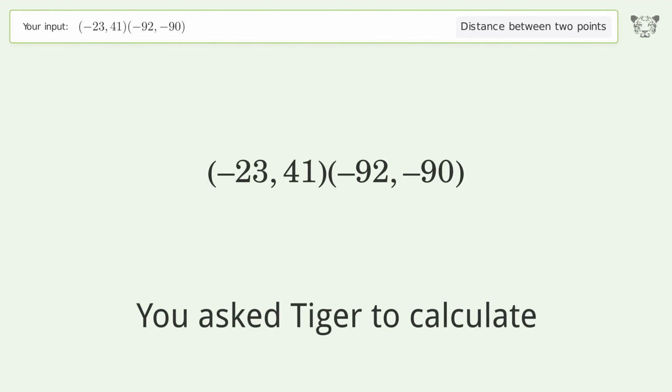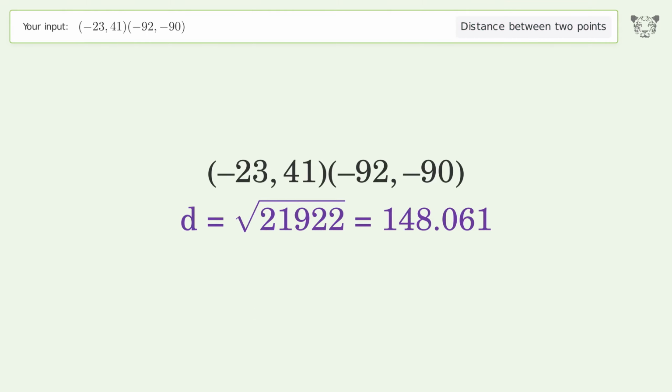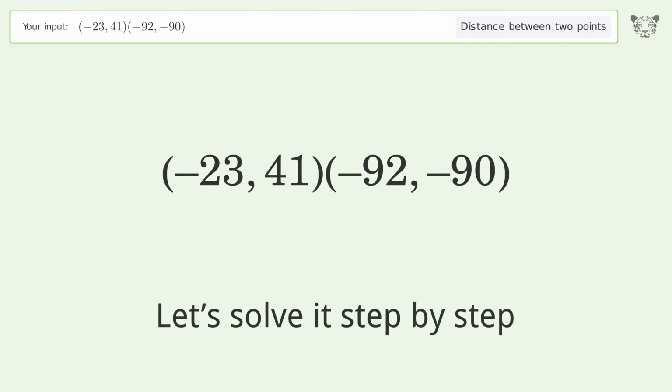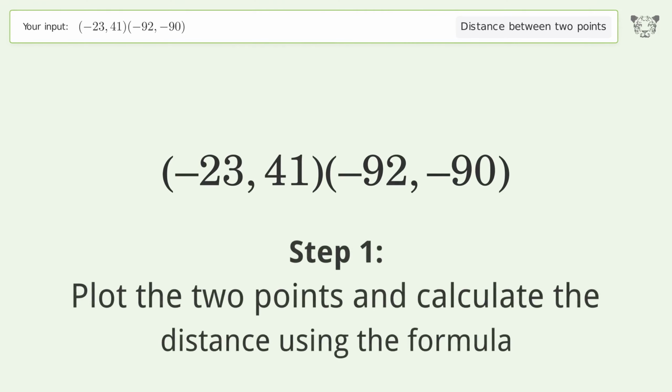You ask Tiger to calculate. This deals with the distance between 2 points. The distance between the 2 points is the square root of 21,922, or 148.061. Let's solve it step by step. Plot the 2 points and calculate the distance using the formula.